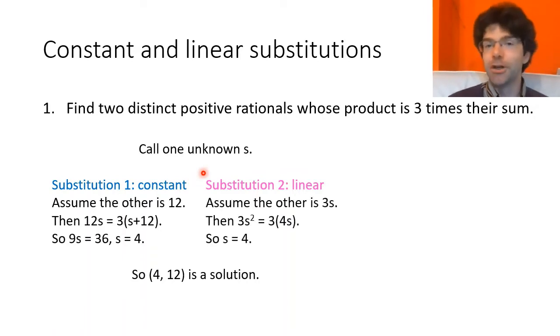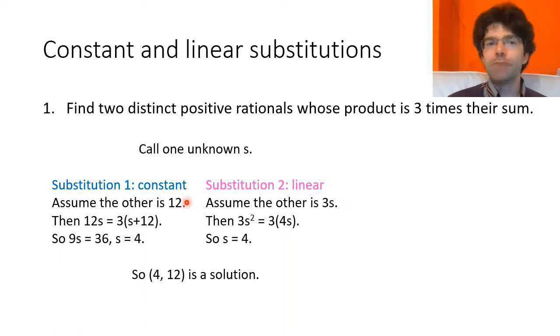Specifically, if we suppose that the unknowns are s and 3s, we're going to get 3s squared is 3 lots of 4s, and again we come up with that same solution, 4, 12, but by a different route. Now, there's certainly an element of good luck that these rather arbitrary substitutions actually led to an acceptable solution, so one that involves distinct and positive rational numbers.